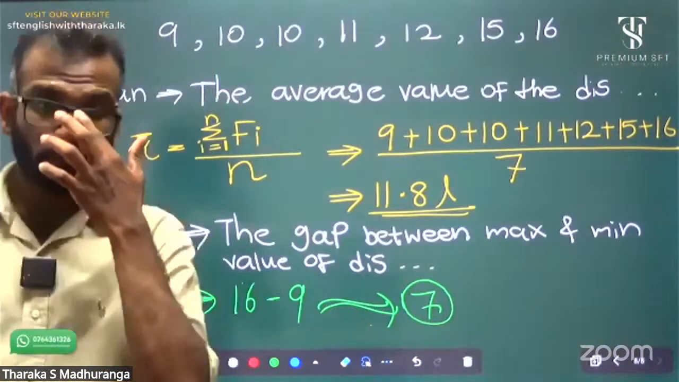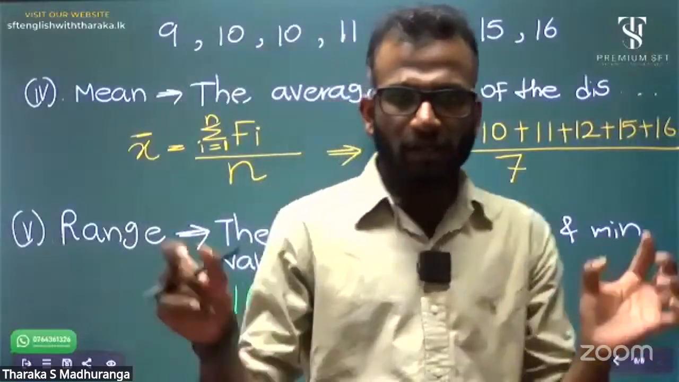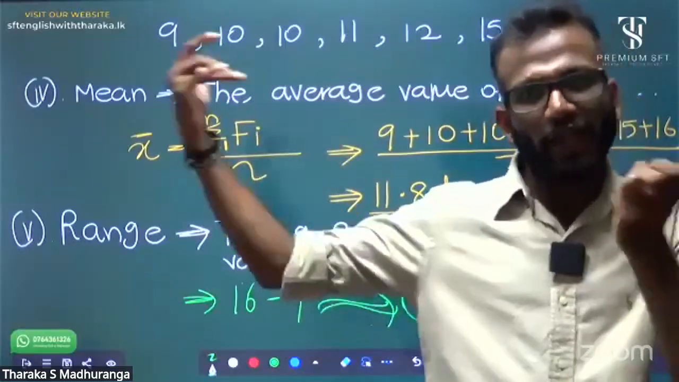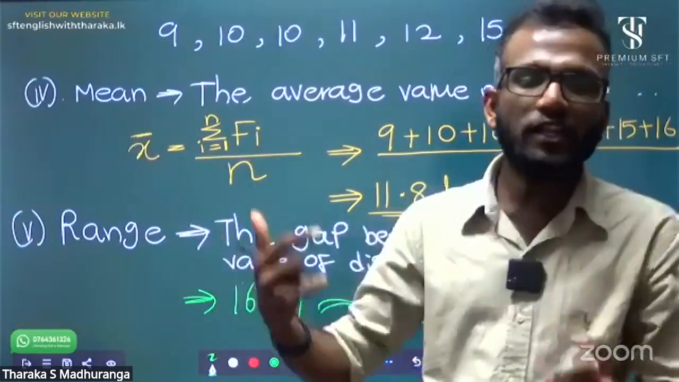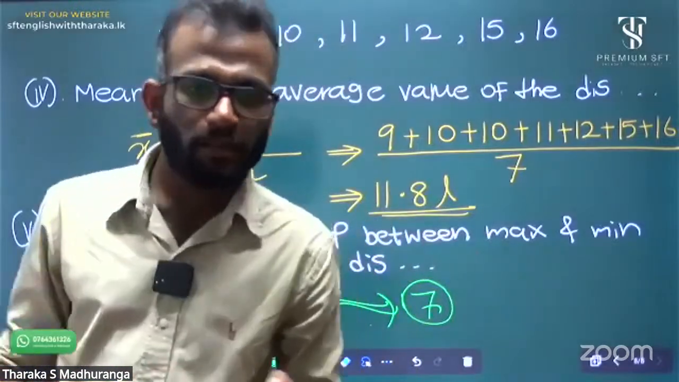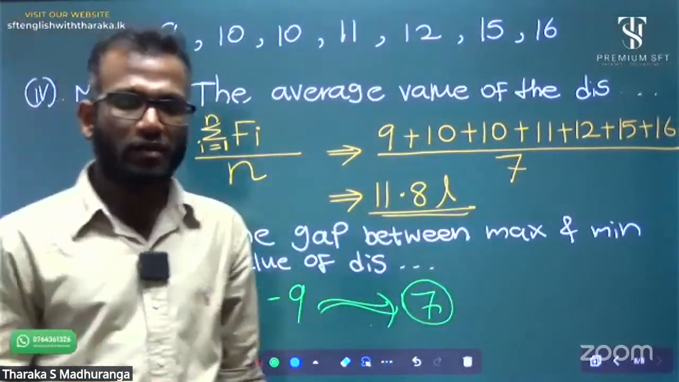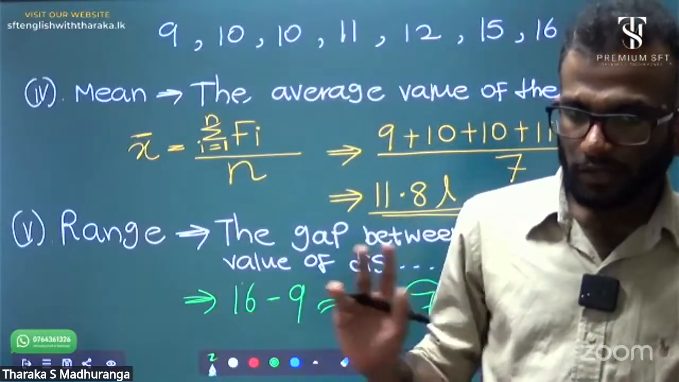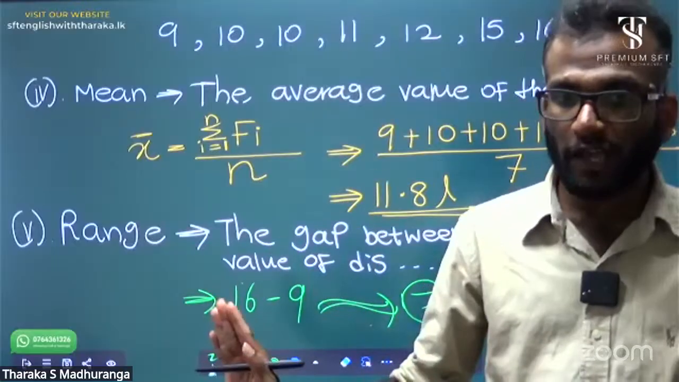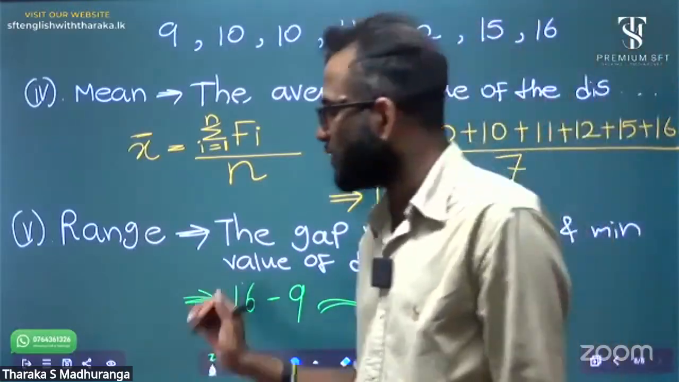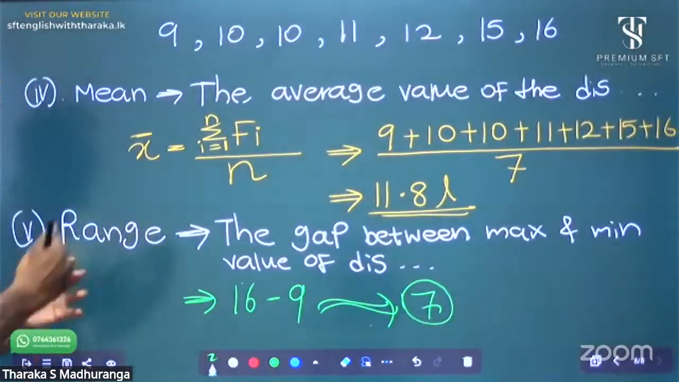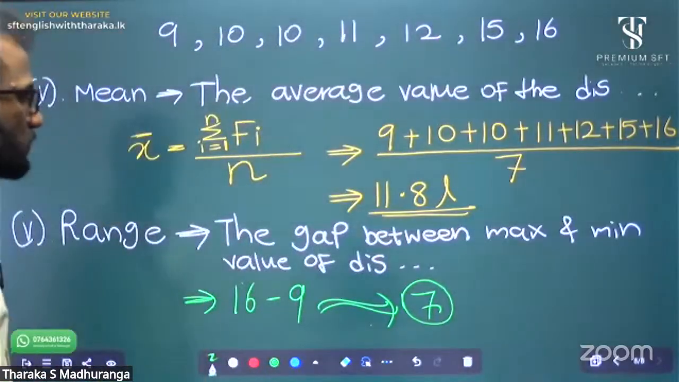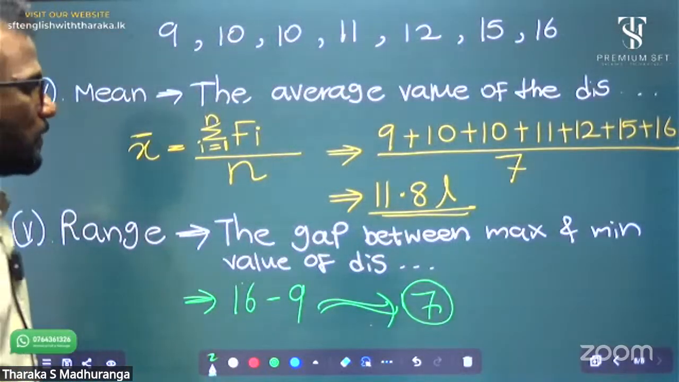Okay, understood. What's the meaning of the range? The gap between minimum and maximum. That means the first value and final value in ascending order. The difference we called a range. Remember, you have to remember these definitions. Definitions are not asked directly, but for calculations you should have this idea. And remember the equations. That's a range.